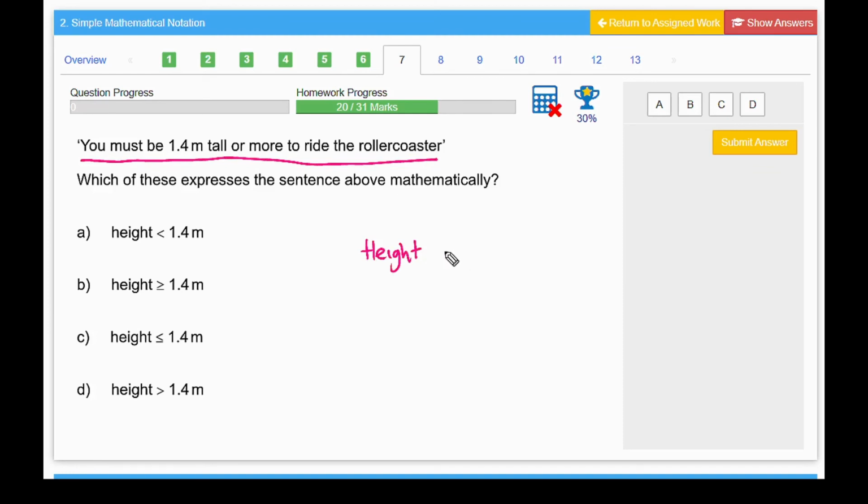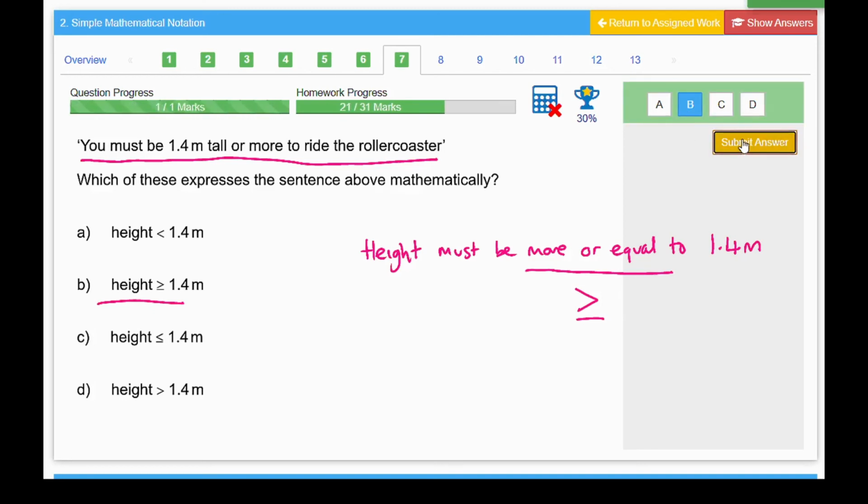must be more than, what should I say, more or equal to 1.4 meters. Now more or equal to is going to be facing that direction and it's going to have a line next to it. So this is going to be option B. And so I'm going to select option B and hope it's correct, which it is.